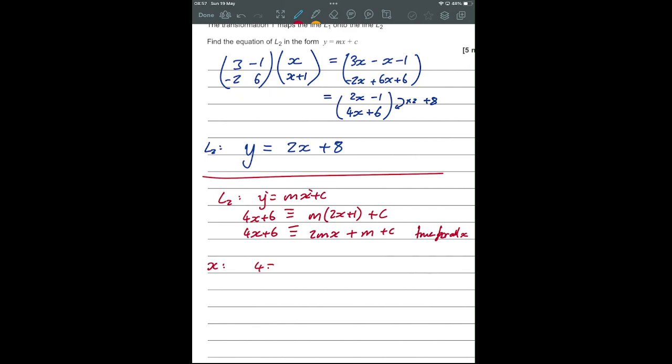Looking at the x coefficient, 4 equals 2m, which means that m equals 2. What a surprise. I've got a 2 up there. And then 6 equals m plus 6. Aha, I've spotted a sign error. That should be 2x minus 1. Transcription from above. Again, I was expecting a certain answer. I didn't get a certain answer. That's negative m, which means that c equals 8. And we get the 2x plus 8. m is 2, c is 8.